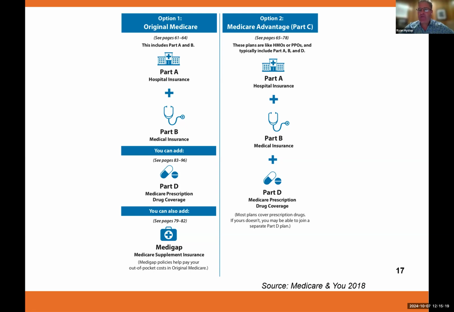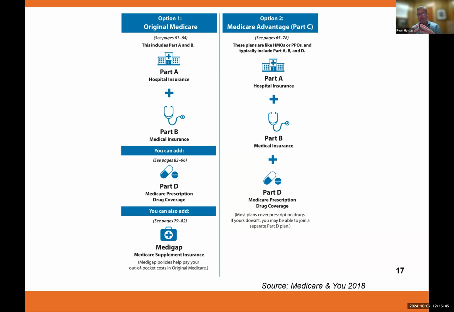And then you have the non-original Medicare, which is Medicare Advantage, which is Part C. And these can be plans like HMOs or PPOs, and typically include A, B, and D. The example I always use is Kaiser. That's going to include your Part A, B, most likely, if not always, your prescription drug plan, and many facets of what a Medicare Supplement or Medigap plan covers, all bundled in one.